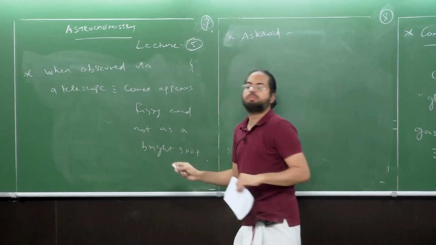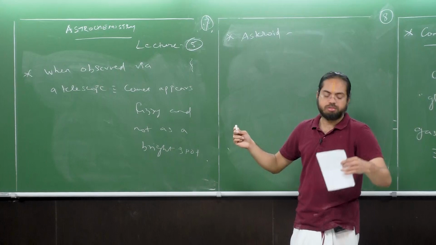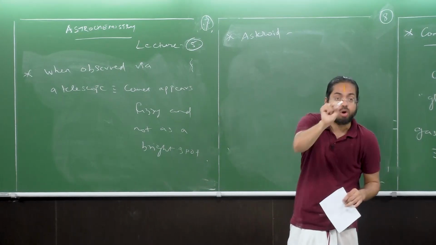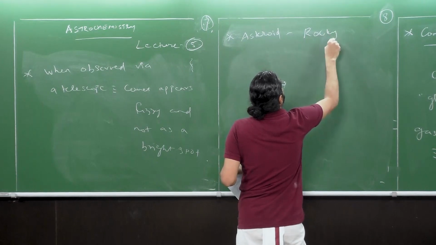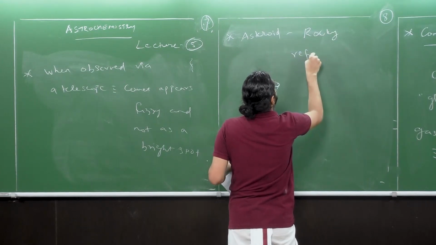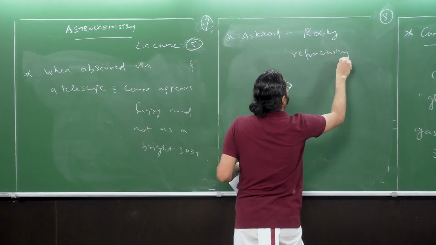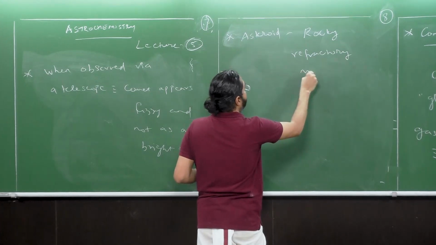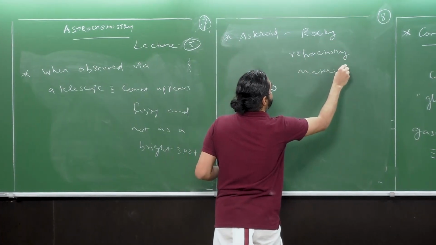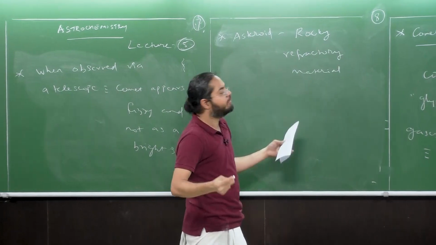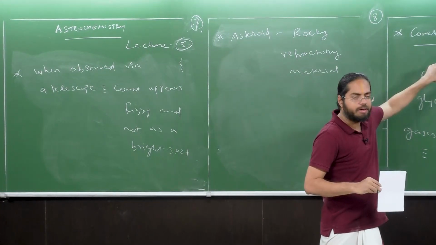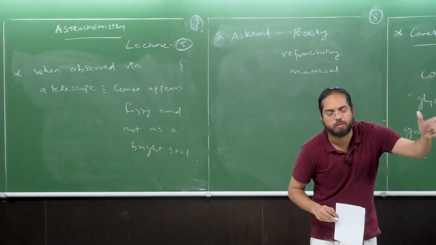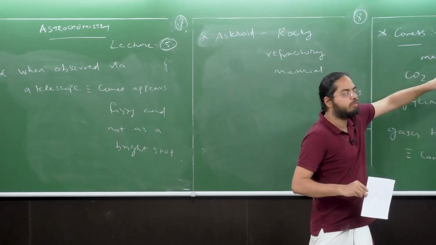Now, what is the distinction between an asteroid and a comet? Asteroids contain rocky refractory material. What do I mean by this? If you go back to a comet, we see that the molecules are loosely bound, and these are all small molecules.